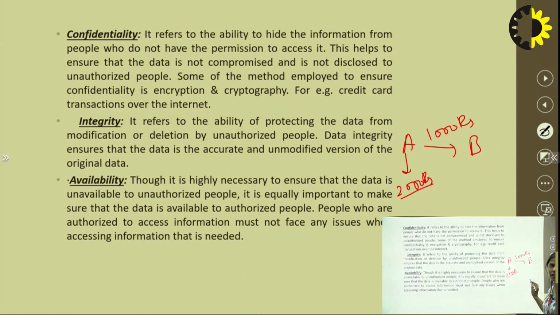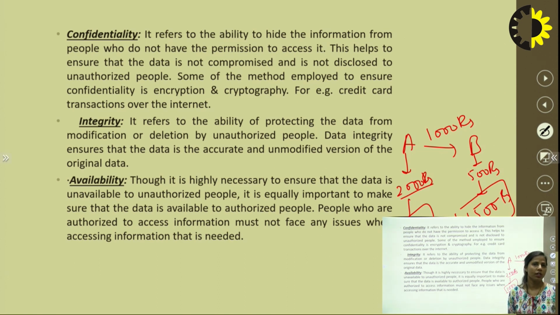So what is integrity? Whatever transaction we have done should be maintained on both sides. Now the amount in the A account should be 1,000 rupees, and for example B has 500 rupees in his account before, and after the transaction the amount will be 1,500. So integrity means whatever data we have transferred, whatever transaction we have done, should remain on both sides. The updated account should show the 1,000 rupees amount and the 1,500 rupees amount. The transaction should be shown in both accounts.